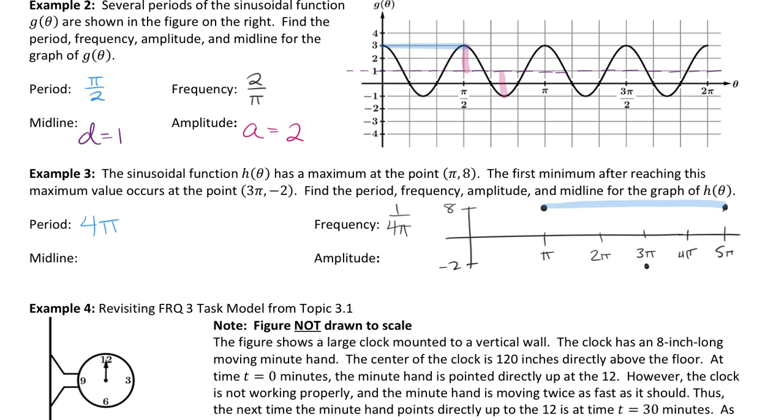I know why you're saying that. It's 3. It would be 3 because there are 10 units separating them. From 8 to negative 2 is 10 units. So halfway between that would have to be the number 3. So we could draw in a displacement at 3. Makes sense. So my midline, D, is equal to 3.